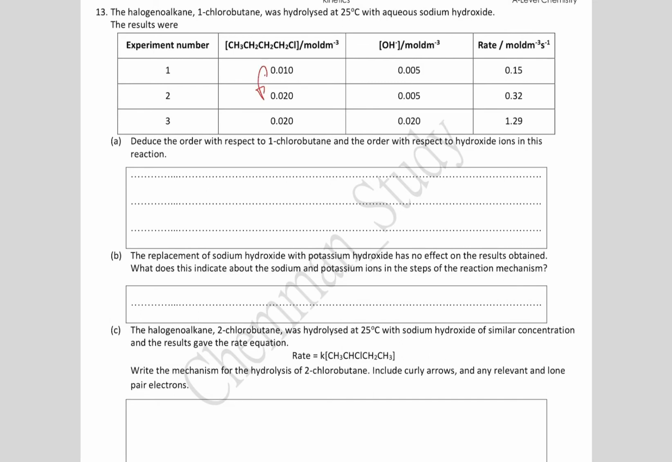And then for part A, to deduce the order, obviously you can just compare the experiments, and then you can see when you compare 1 and 2, here it's times 2, and then here it's around times 2 point something, then we can consider it as double also. That means with respect to 2-chlorobutane, it should be first order, because the rate and concentration are directly proportional. And then we can take a look at the second one and then the third one. You can see it's times 4, and here is also around times 4. That means with respect to hydroxide, that's also first order reaction. Yeah, then here will be the answer of part A already.